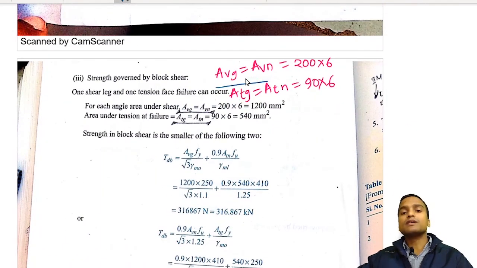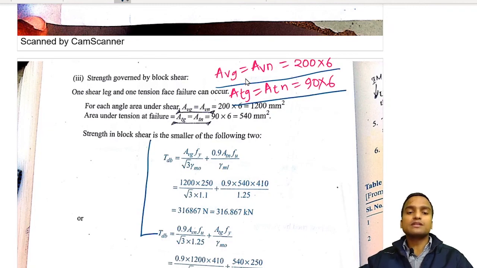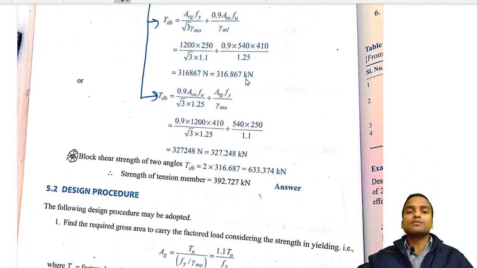When we use this value and multiply it with the thickness of the angle section, we get it very easily. We just have to use all these four areas in these two formulas, and then the minimum of these two values, which are 316 and 327, we multiply by 2 also, because we have calculated the TDB value for only one angle. There are two angles, so this is the final value of TDB.